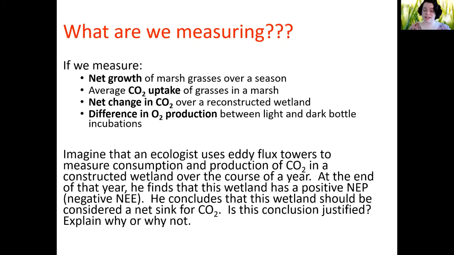Take a few minutes to think about each of these scenarios. What are we measuring? Are we measuring gross primary production, net primary production, or net ecosystem production, or several of these, when we measure each of the following variables: net growth of marsh grasses over a season, average CO2 uptake of grasses in a marsh using one of those gas exchange analyzers, the net change in CO2 over a reconstructed wetland using an eddy flux tower, or difference in oxygen production between light and dark bottle incubations.